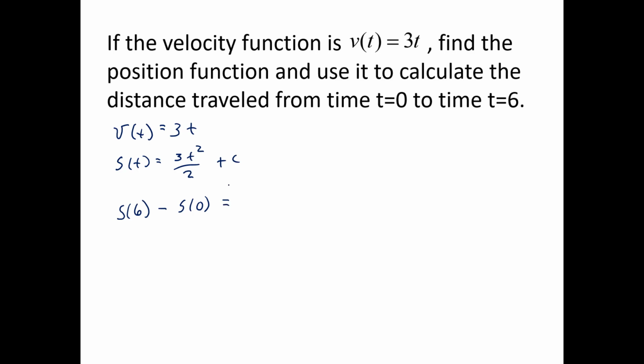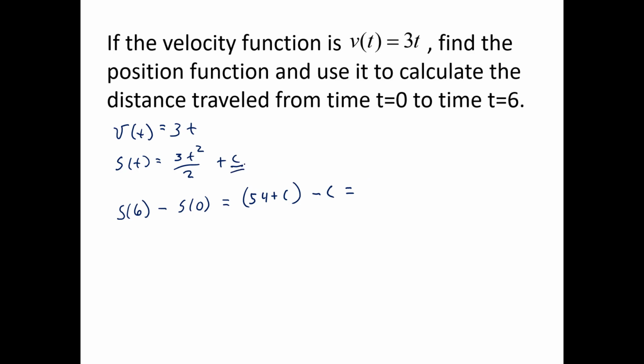And so then when I put in 6 squared is 36. Well, let me just punch that into the calculator. 3 times 36 divided by 2, 54, plus c. That's my position at 6, minus my position at 0, c. Notice again that the c's go away. And so since the c's go away, there's actually no need to put in plus c.